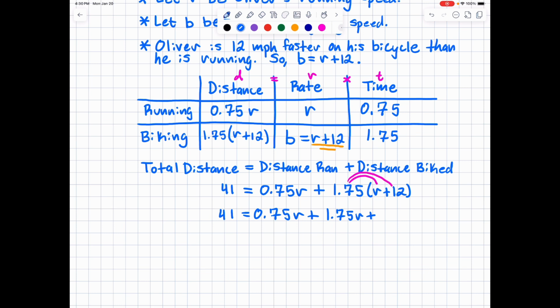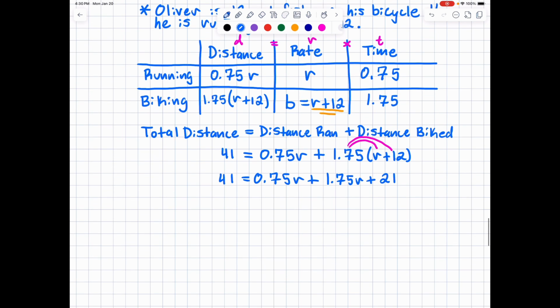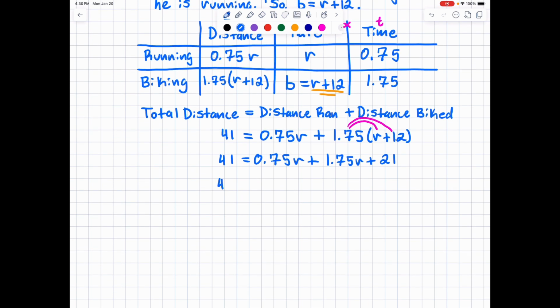Now this is where you pull out your calculator. So 1.75 times 12 is 21, so plus 21. All right, now it's time to combine like terms. So I'm going to get 41 equals 0.75r plus 1.75r. Again, you can use your calculator here, and you're going to get 2.5r, plus 21. We want to get r by itself, so I'm going to subtract 21 from both sides. I want to get rid of that 21.